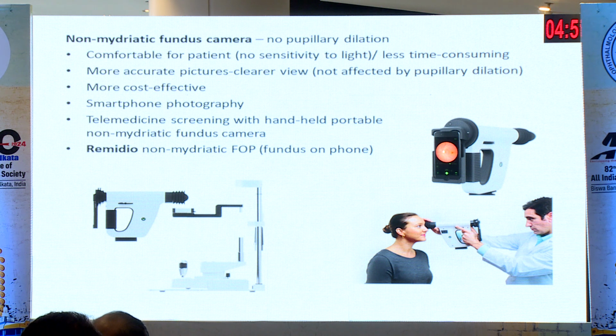Remedio is one which supplies these types of cameras. It is a handheld one, can be mounted onto the slit lamp as well. And now they have come up with two more cameras, 5.0 and 1.5. I was seeing yesterday, they launched yesterday. 5.0 is a normal full fundus camera, tabletop. And 1.5 is through small pupils for screening purposes.